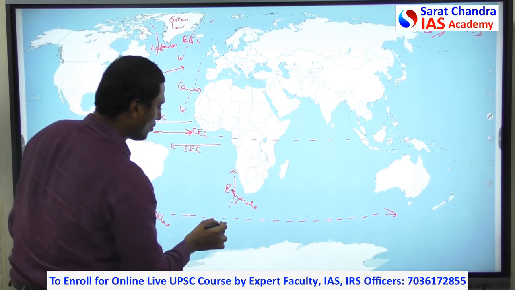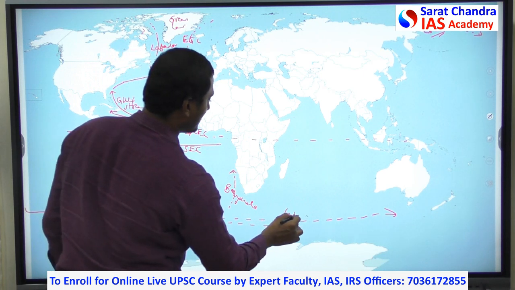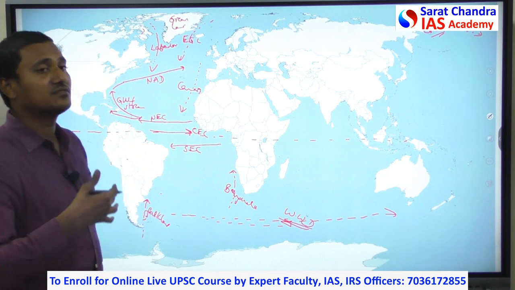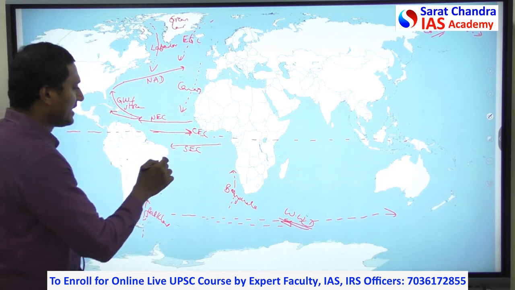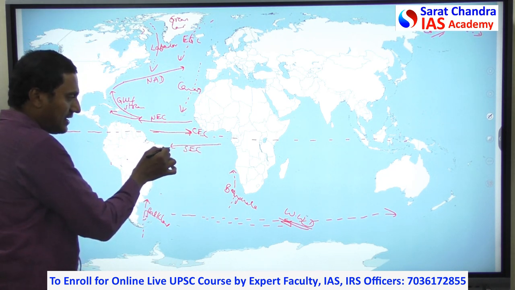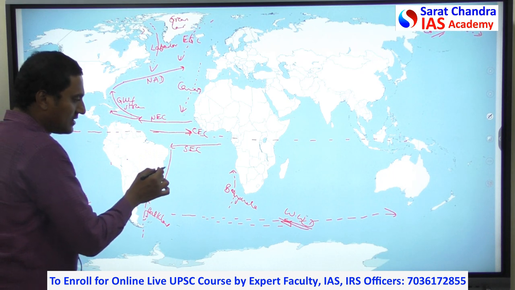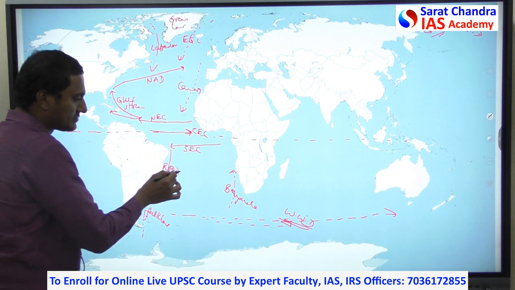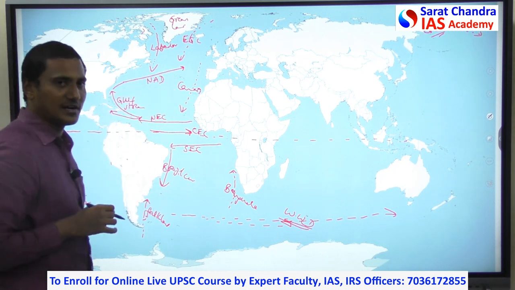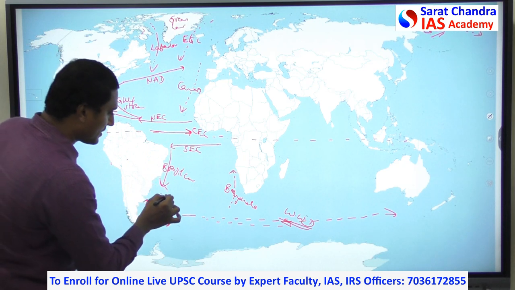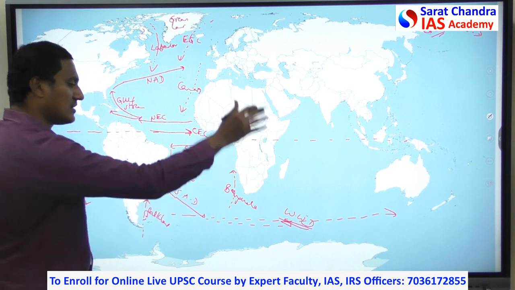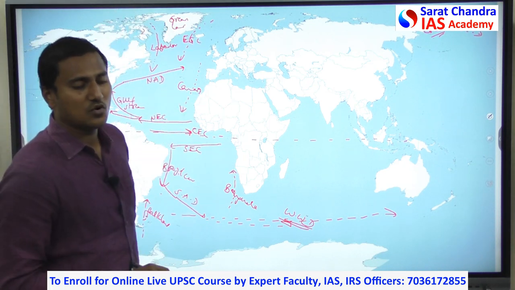That's why the cold currents will move. They're called west wind drift or westward drift. So here the southern equatorial current, which hits Brazil, will again move like this. This is called the Brazil current. Just like how the Gulf Stream became the North Atlantic drift, the Brazil current will become the South Atlantic drift and joins with the westward drift.